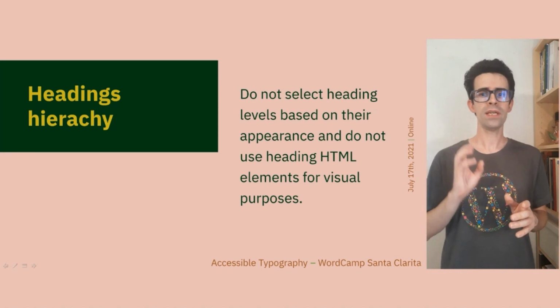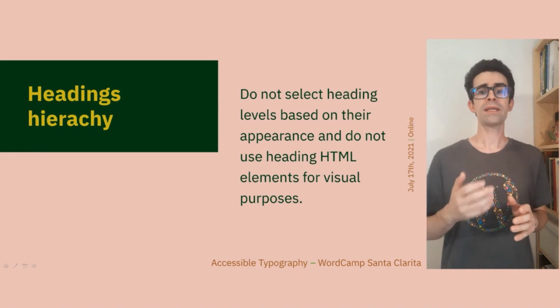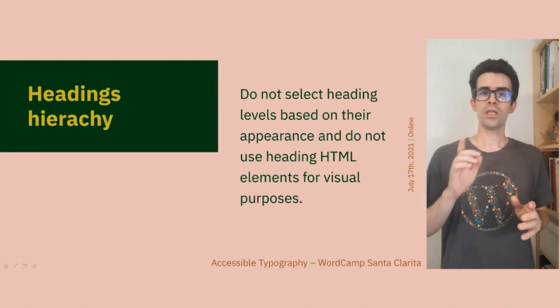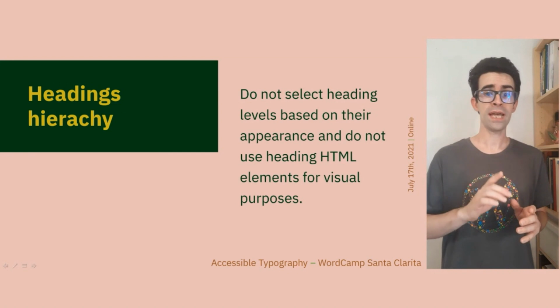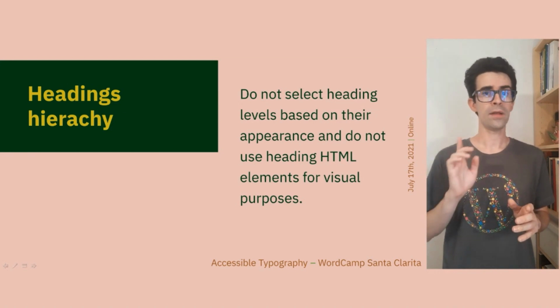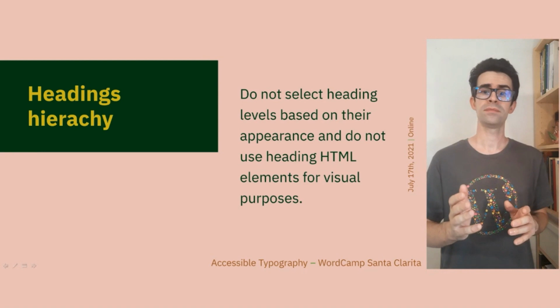Now, one very common mistake is to select heading levels based on how they look, and to use HTML elements for visual purposes. For example, you mark an element as an H5 because you want the text to visually appear like that. You should set the style of your heading according to its rank, and not the other way around. Otherwise, you are going to harm the navigation experience for people who can't rely on sight.